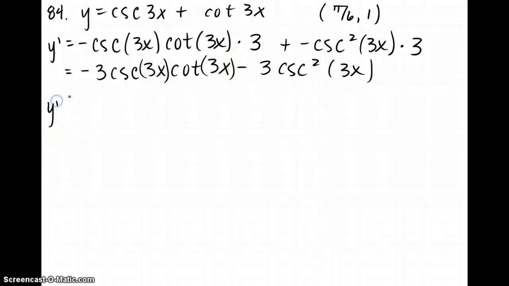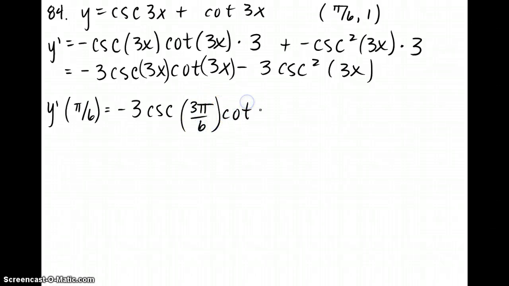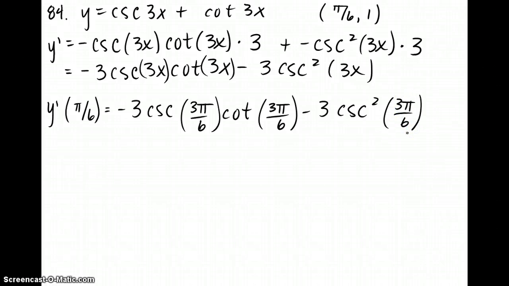So now we want the derivative at pi over 6. So wherever we see an x, we'll replace it with pi over 6. 3 pi over 6 will reduce to pi over 2. Pi over 2 is up here on our unit circle. The coordinates at that point are 0, 1. So the sine is 0 at pi over 2. Cosine is 0 at pi over 2. Sine is 1.